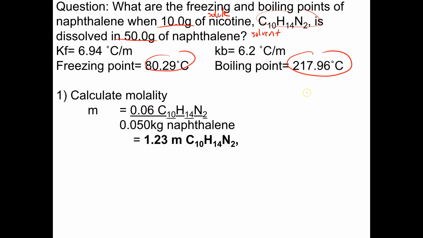How do you do kilograms? You take 50 grams and move the decimal point three times to the left, kind of like going from milliliters to liters, same concept: 1, 2, 3, 0.050 kilograms. You can also divide by 1,000 if you want to go that way. Either way, the molality is 1.23.